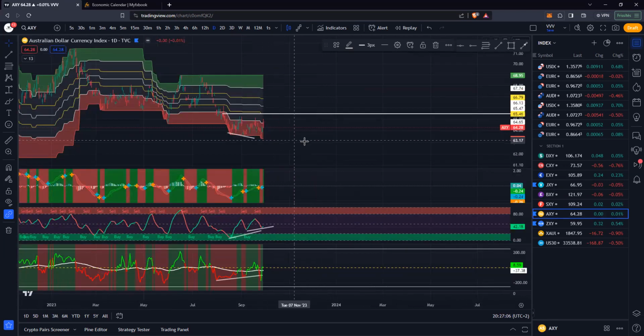Then the AXY is a mess. There is a divergence forming heading into the zero line. Everything turned green on the daily basis, but it still goes up and down, up and down.